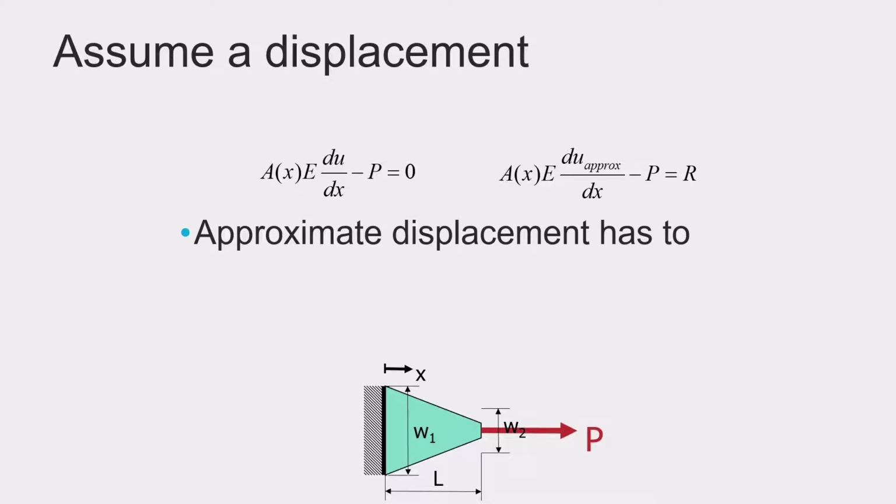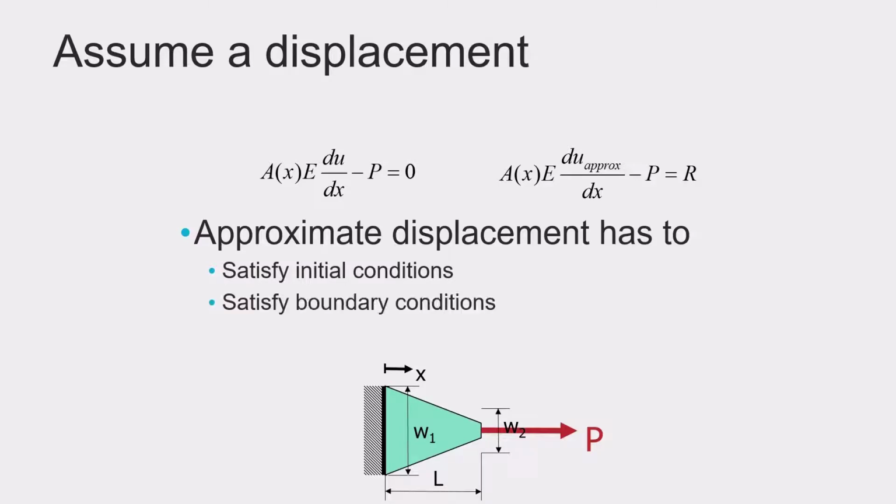Of course, we cannot pick just any arbitrary displacement function and just hope for the best. We have to think about the function in terms of the problem, of course, but there are also some mathematical limitations that we have to consider. For example, it has to satisfy all initial conditions of the problem, which is mostly important if we are dealing with dynamics problems. So it's not as relevant for this course, but I'm still mentioning it just to be complete.